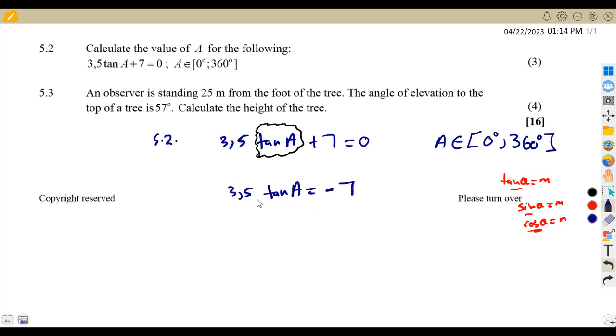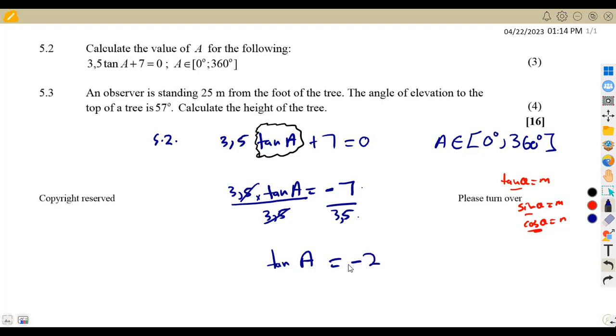So we are left with 3,5 tan A. 3,5 is multiplying. So if you're multiplying, you divide to remove that number. So you divide by 3,5 both sides. That means we are going to have the tan of A, which is equal to -7 divided by 3,5. This is 3,5, not 35, but 3,5. We are going to obtain -2.